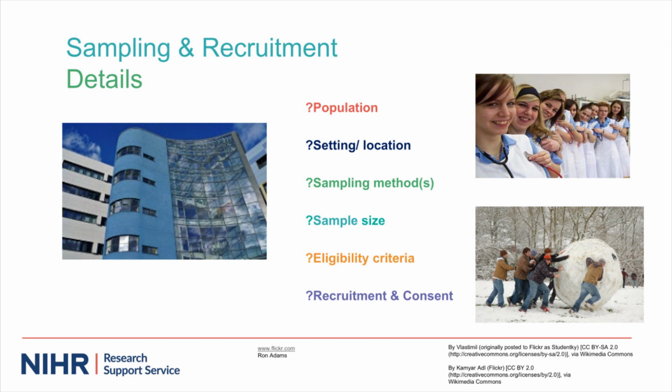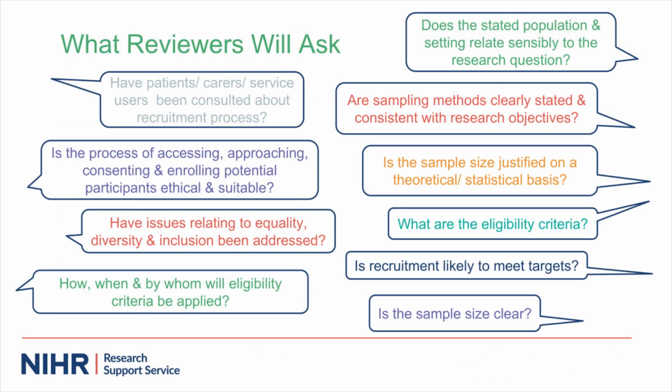What about sampling and recruitment? So the nitty-gritty of sampling and recruitment, the sorts of things on population, setting and location, sampling method, sample size, eligibility criteria, recruitment, consent. So what sort of questions might reviewers ask?